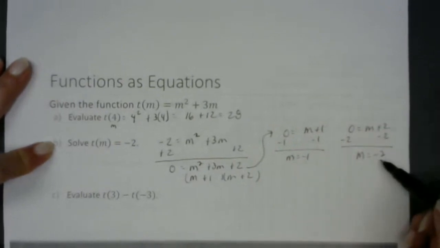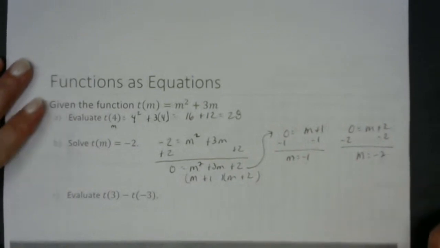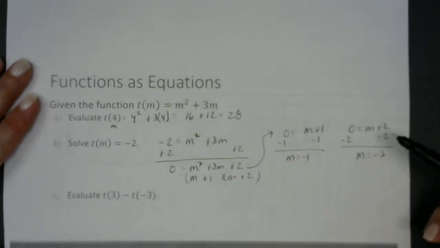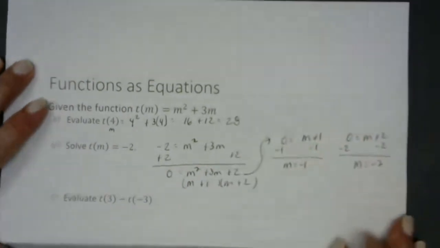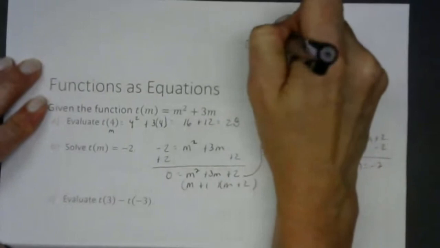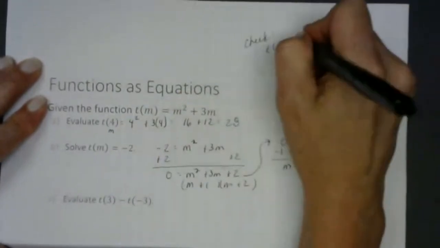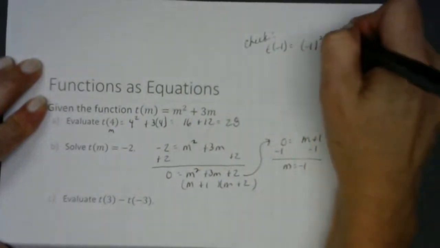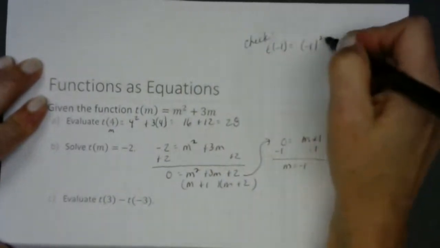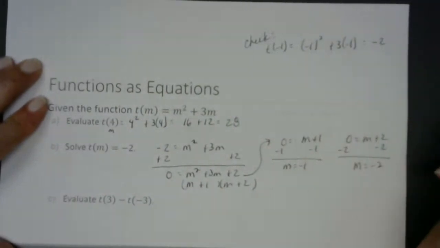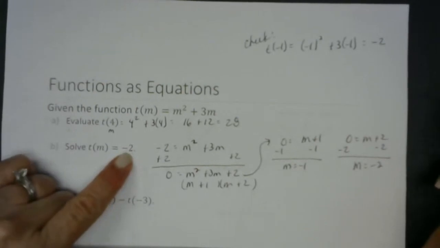So I have two solutions here. I have two inputs that will result in -2 as an output, right? I could check those answers by evaluating t of -1 and t of -2. Here, let's do it. Let's check it up here. T of -1, that's going to be equal to (-1) squared plus 3 times -1. Well, that's +1 minus 3, or -2. Yep, that's what we wanted it to be, so that's true.